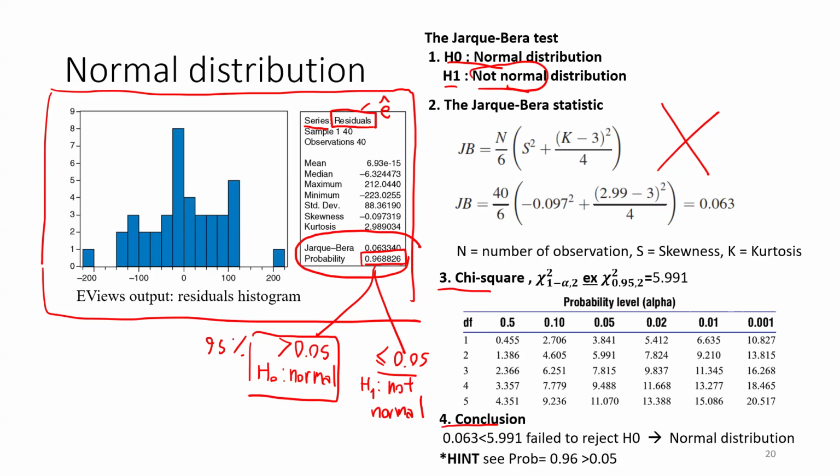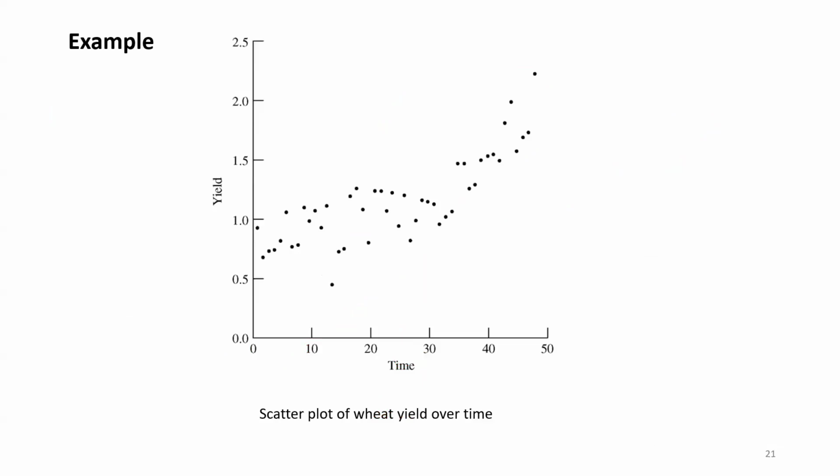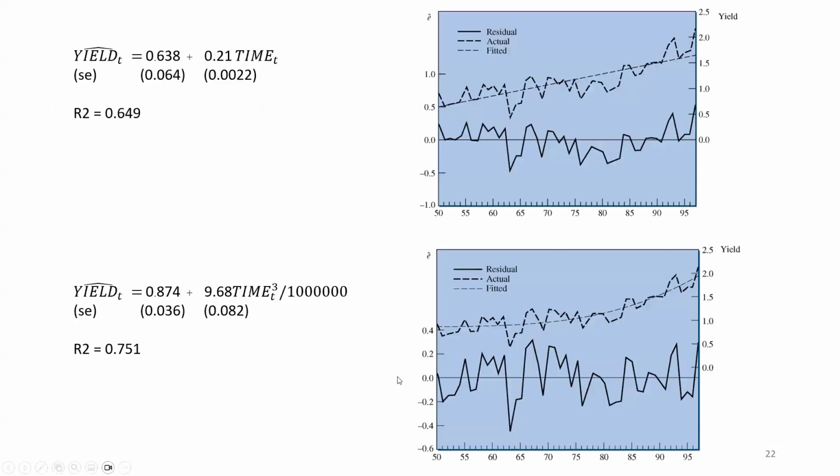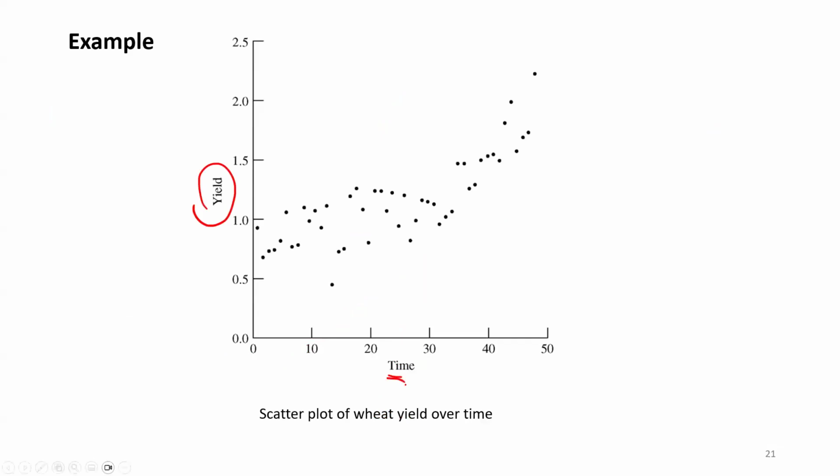Okay, hopefully you understand how to read the EViews output. I will teach you how to do it today. Let's see an example first and then try it together. So, example: this is the yield, like agriculture yield depends on time. As time goes by, the yield gets higher, as we can see in the figure, and we can see somehow a curve, right? Not linear.